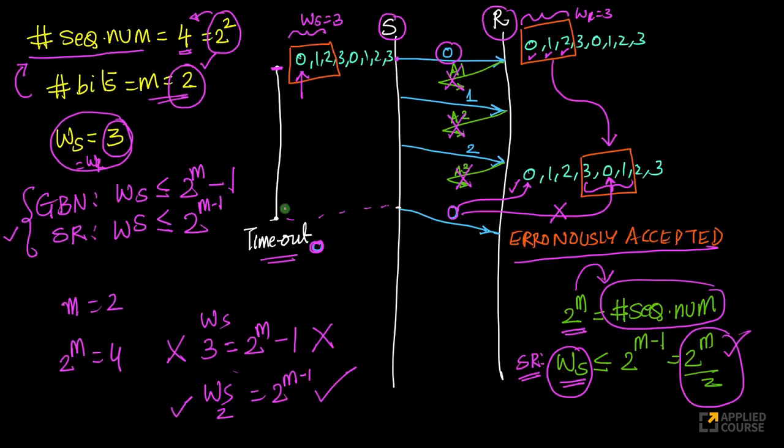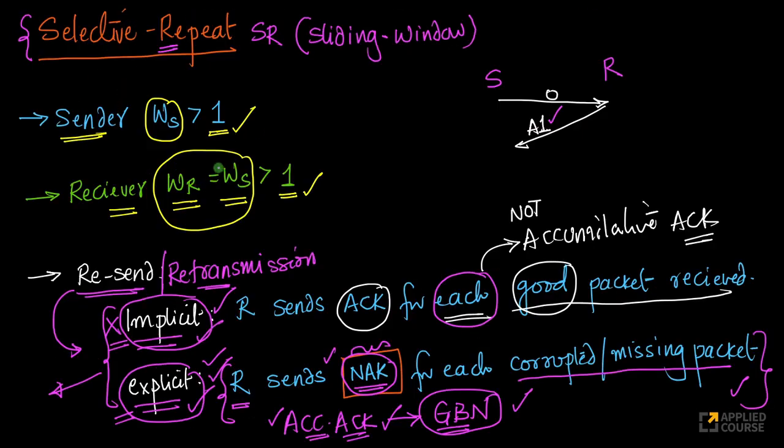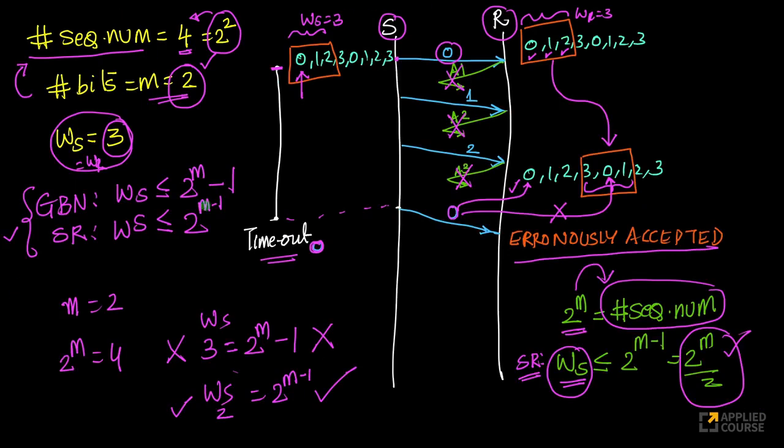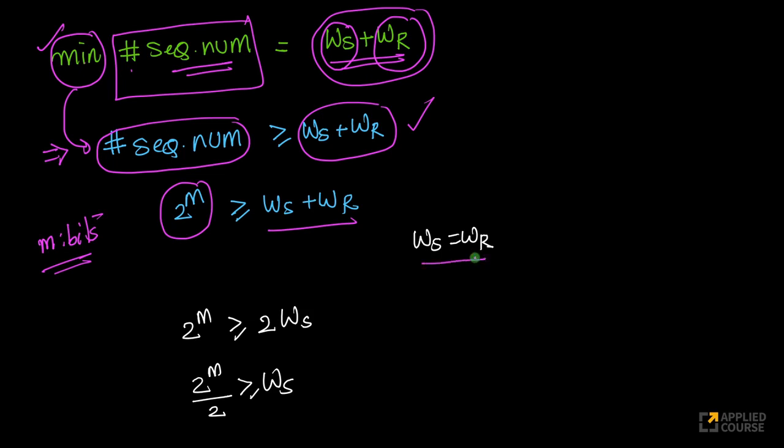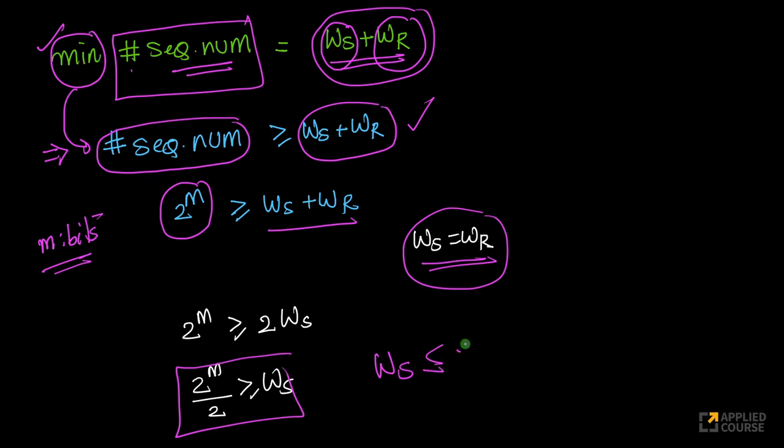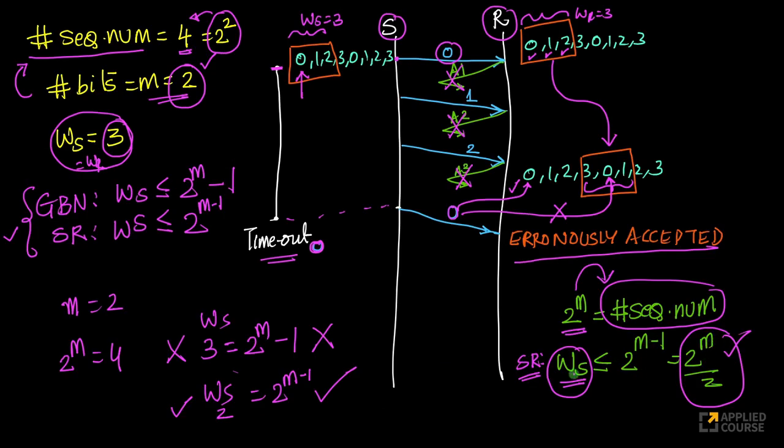Now we know in selective repeat, what did we do? We use the same size for my receiver and sender. So since ws equals wr, I can write this as 2 times ws. If I simplify this, I get that ws is less than or equal to 2 power m minus 1 in the exponent. This is exactly what I got here also. Look at this, this is exactly what I got here, right?